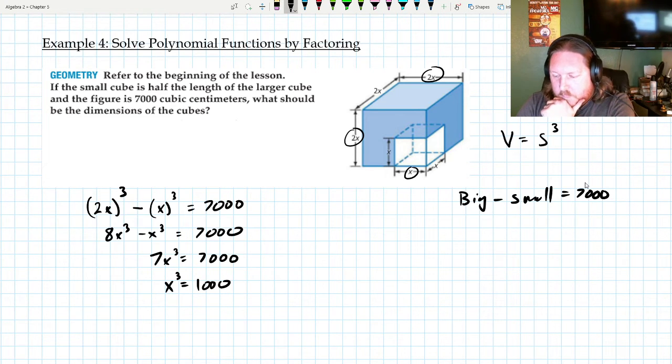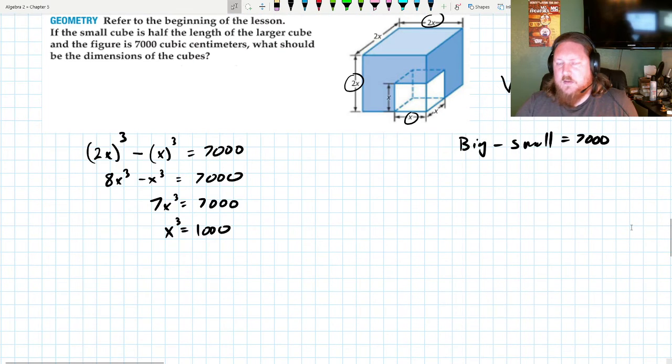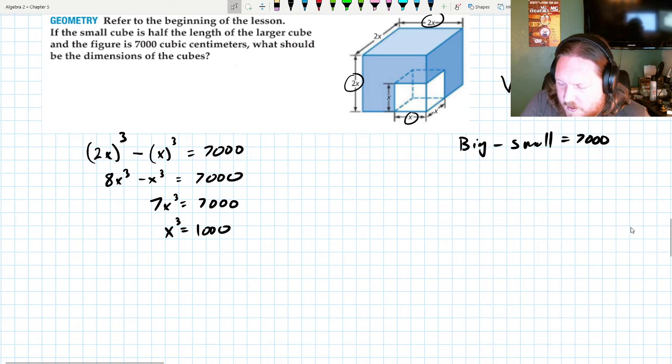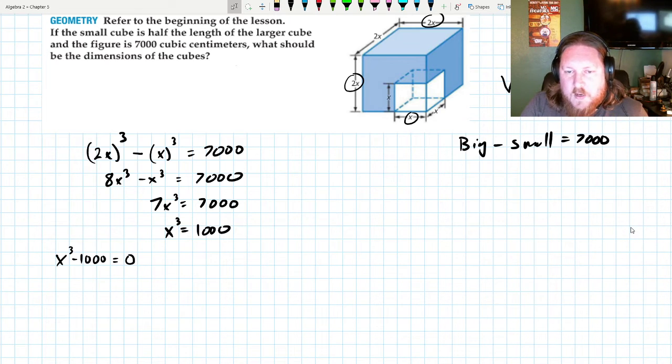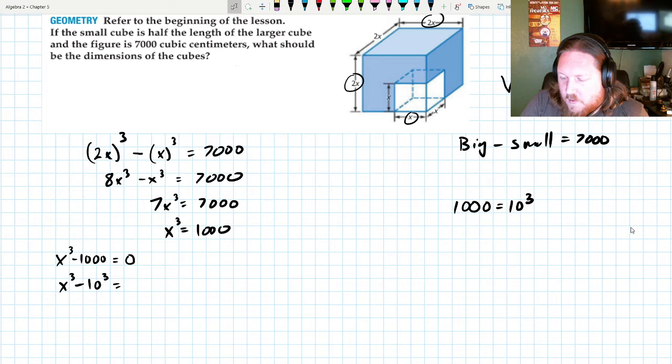Now, if I'm solving, I want this to equal 0, so I can factor it out and use the zero product property. So what I'm going to do next is subtract 1,000 from both sides, and I get x cubed minus 1,000 equals 0. And if you think about 1,000, it just equals 10 cubed. So what we have right here, x cubed minus 10 cubed equals 0, we have a difference of 2 cubes. So let's run that pattern.